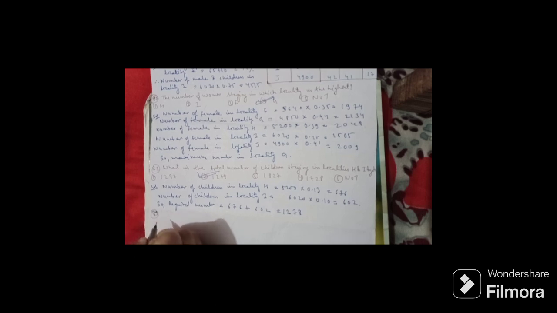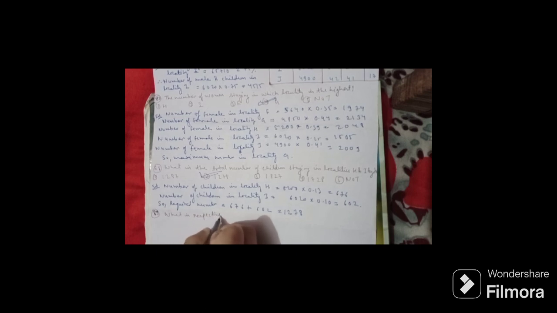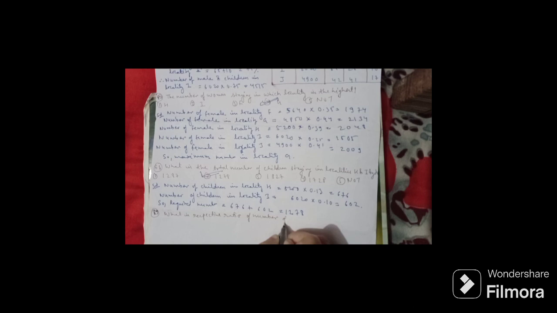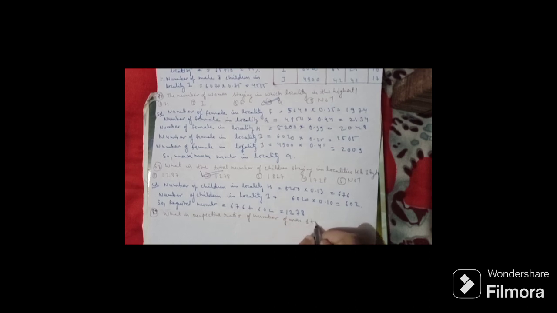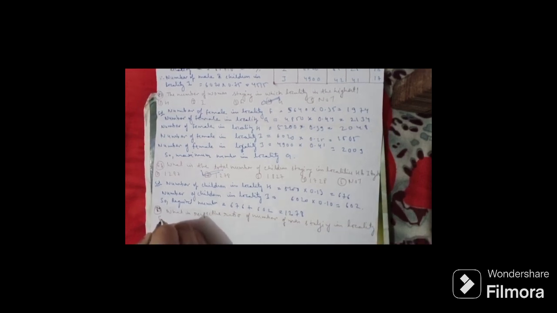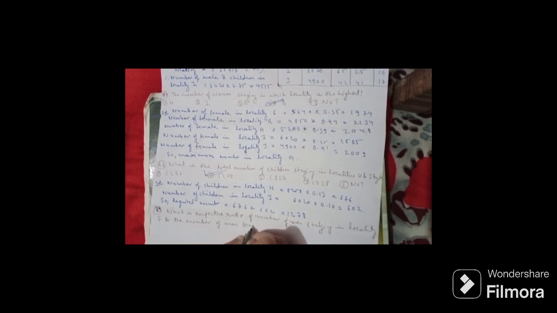89th question. So what is the respective ratio of number of men staying in locality F to the number of men staying in locality H.